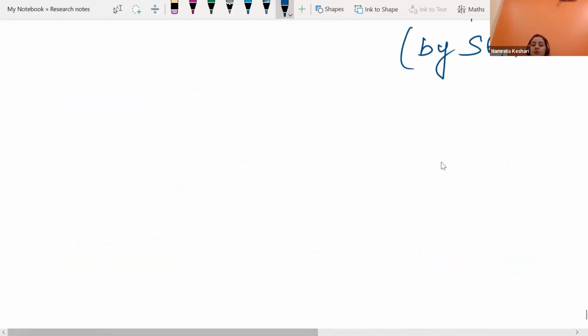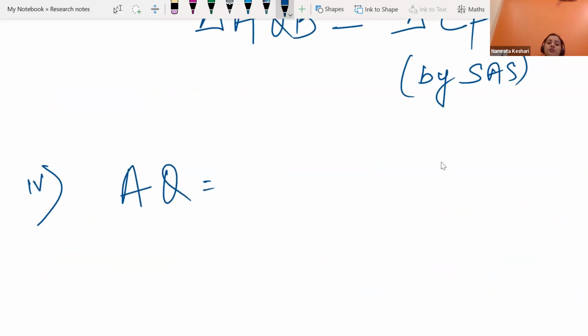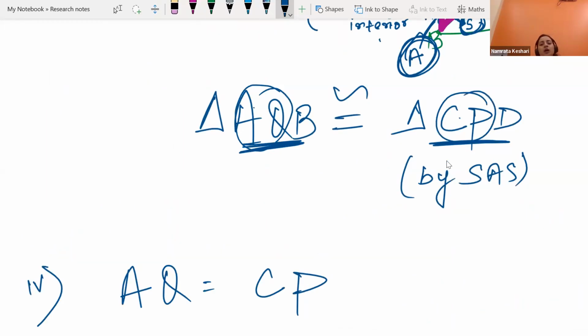Okay, let's move. Part 4 is also given over here. Let me summarize this question. AQ is equal to CP is also given. Now we have proved these two triangles are congruent, so of course AQ and CP are equal. We can see that both are sitting in the same sequence. So by CPCT both are equal, and that's what we have to show in part 4.